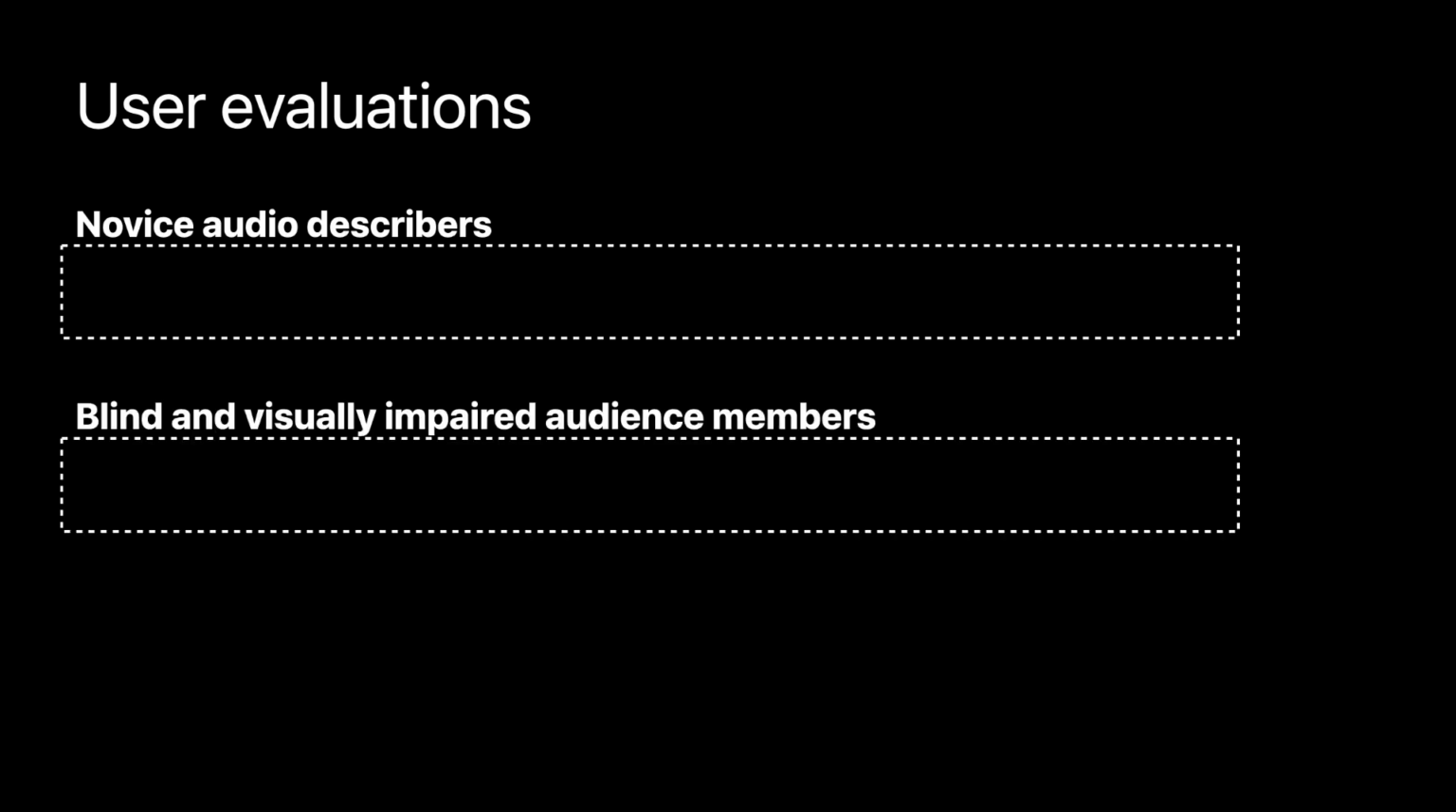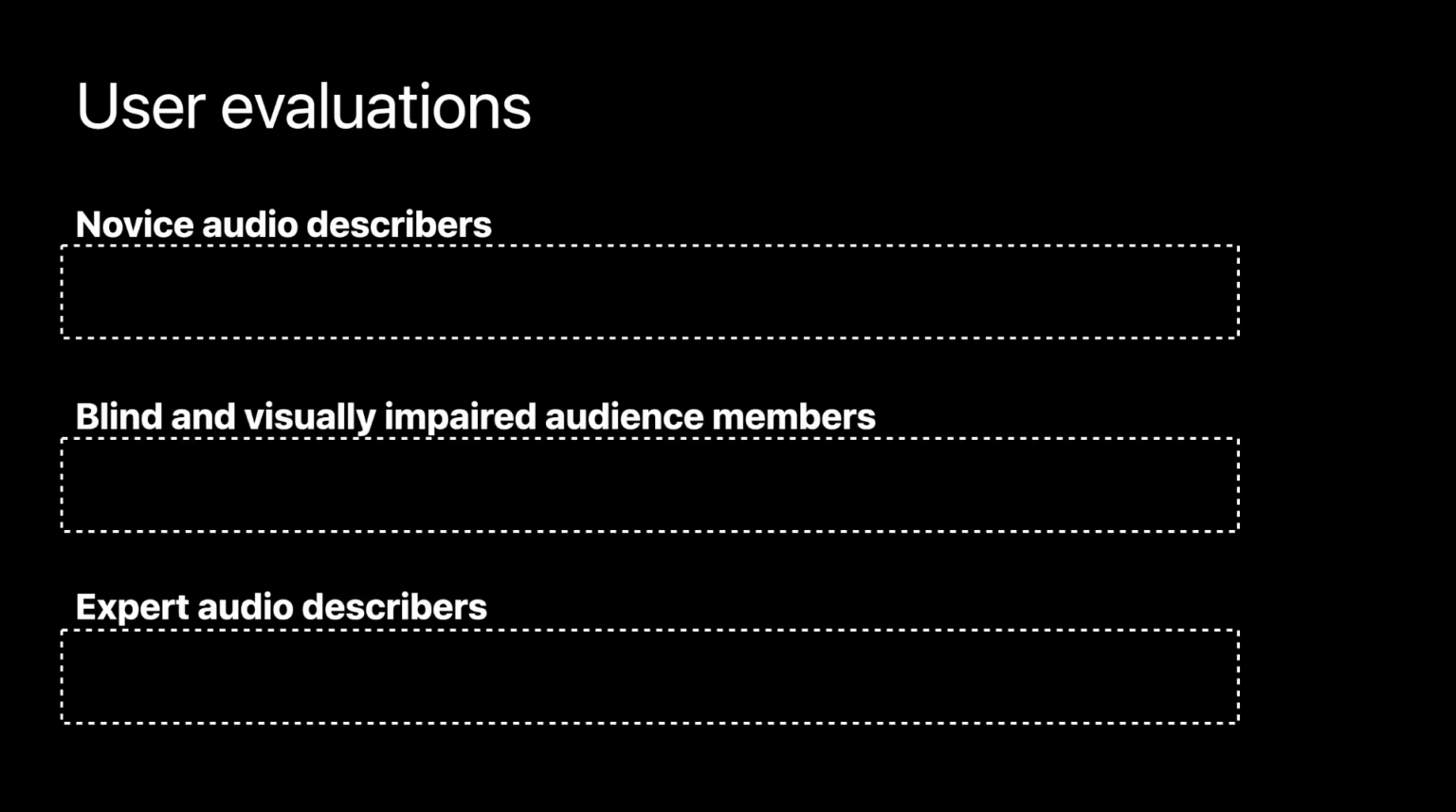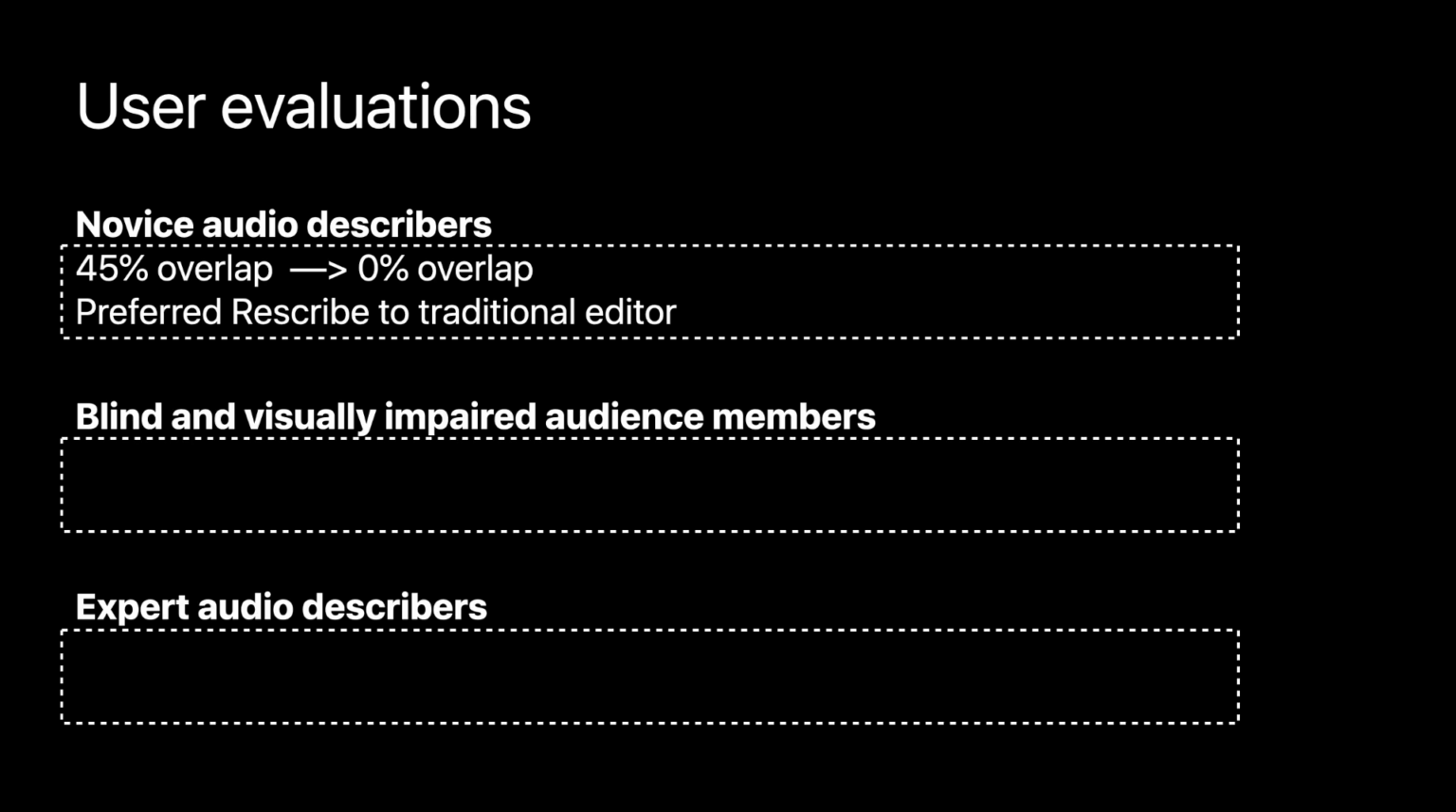We evaluated Rescribe with 3 user groups: novice audio describers, blind and visually impaired audience members, and expert audio describers. Novice audio describers overlapped 45% of their descriptions with speech or other descriptions when using a traditional editor. We cut these errors to 0% when they used Rescribe. Surprisingly, novices found gaps in a similar amount of time using both Rescribe and the traditional interface, but they preferred Rescribe for drafting the descriptions anyway. Instead, some of the participants just wrote too many descriptions in both interfaces, and those participants preferred their Rescribe-generated descriptions.